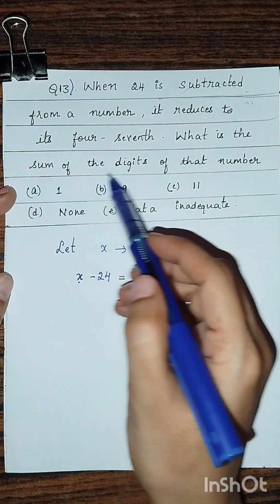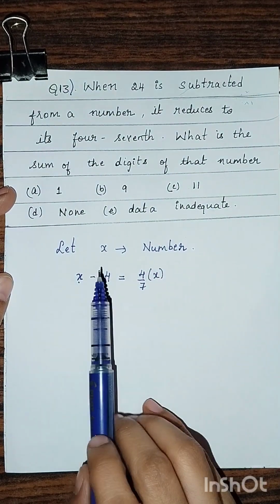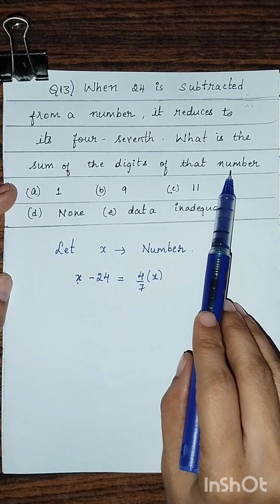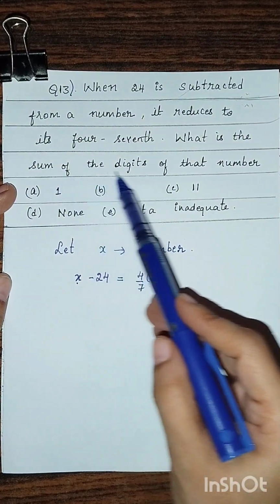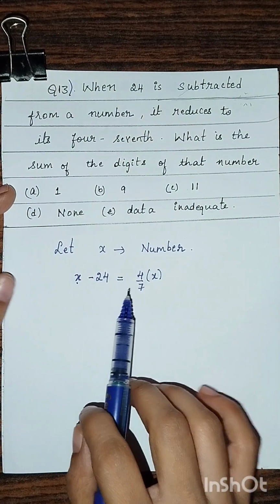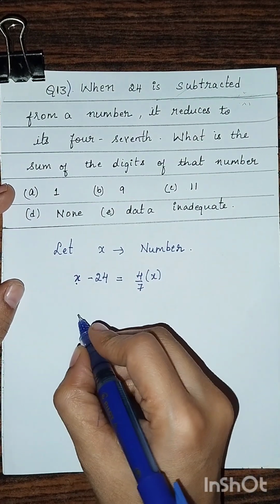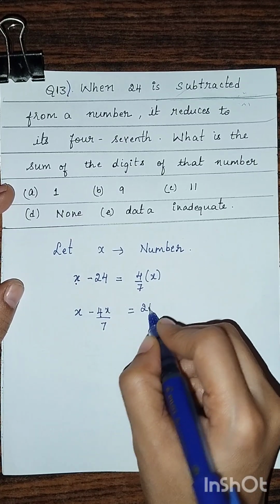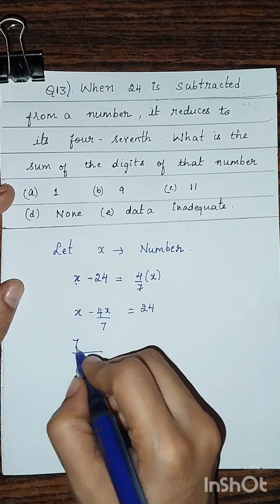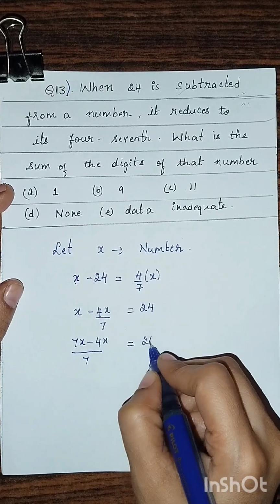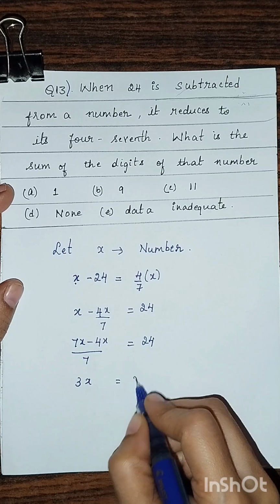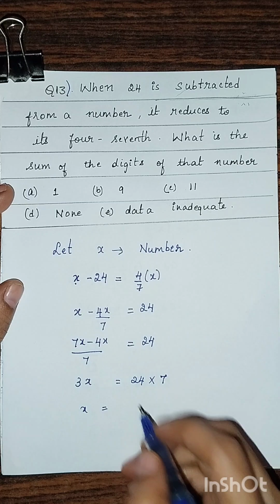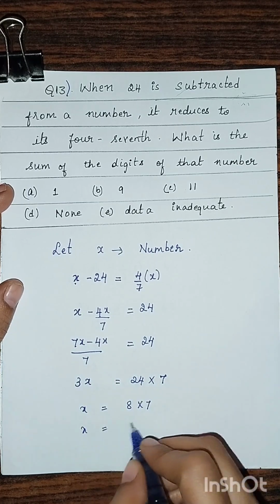And what is the sum of the digits of that number? So here we are not just supposed to find the number, we have to find the sum of the digits of that number. So first let us find x and then we will find the sum of the digits. Now let us bring all the like terms on one side. So this will be x minus 4x by 7 is equal to 24. So LCM is 7. 7x minus 4x is equal to 24. 3x is equal to 24 times 7. X is equal to 3 times 1, 3 times 8. So 8 times 7, which is 56.